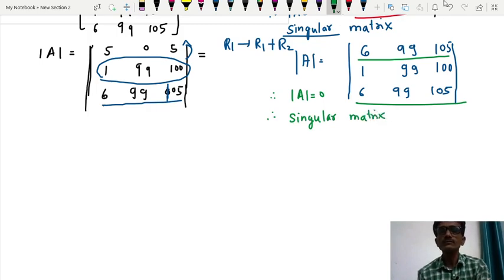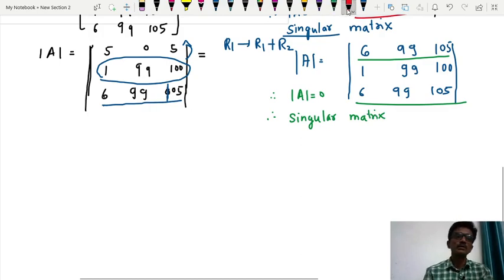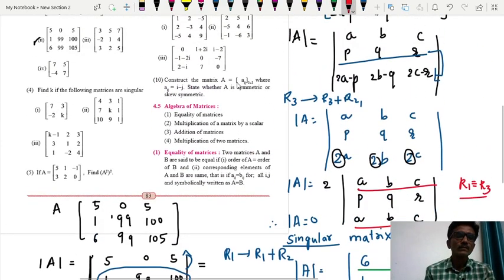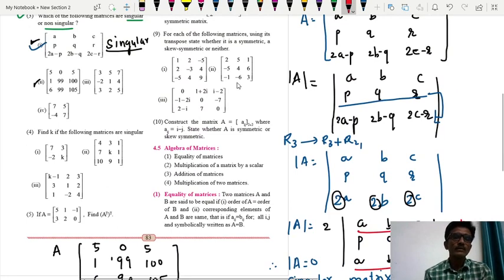Now see the second question here. This matrix is also a singular matrix. It is a singular matrix.